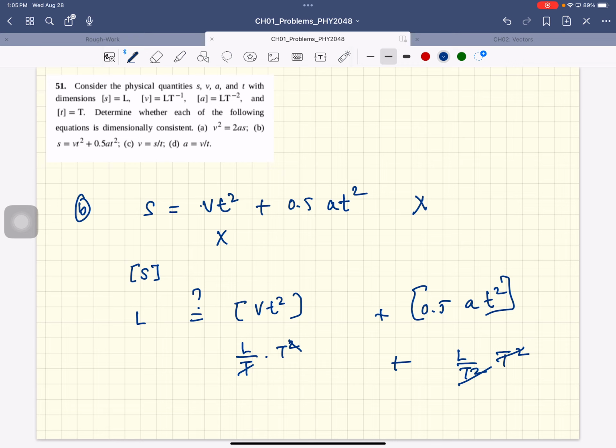So all by asking the simple question, if you have apples on the left-hand side, you need apples on the right-hand side, you can eliminate a countably infinite number of wrong equations. Did you guys understand that? Any questions?